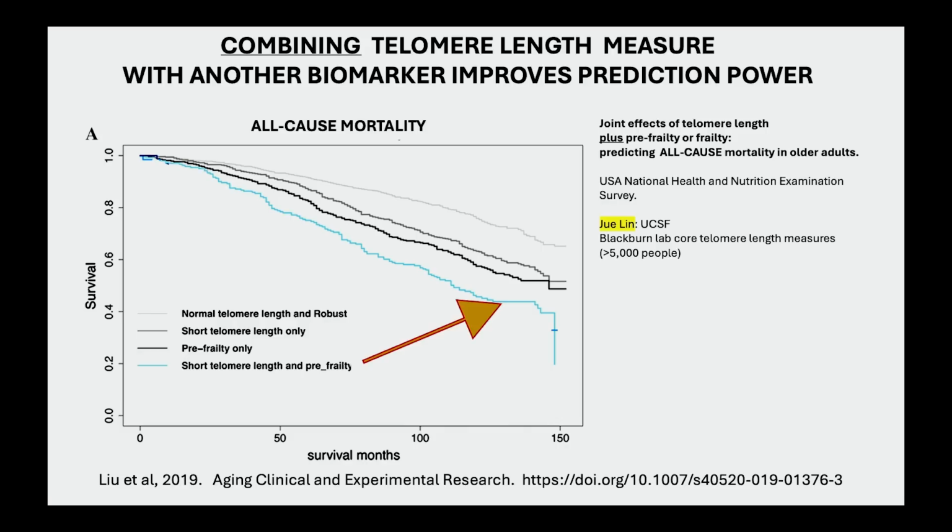If you have long telomeres and you have no pre-frailty, that's the slower rate of mortality, the top curve. Either one by itself is pretty comparable, and together they're additive. So you're adding in different aspects of aging, and you can see additive effects. So telomeres are adding something useful. This same sort of thing applies for full frailty and for cardiovascular disease.